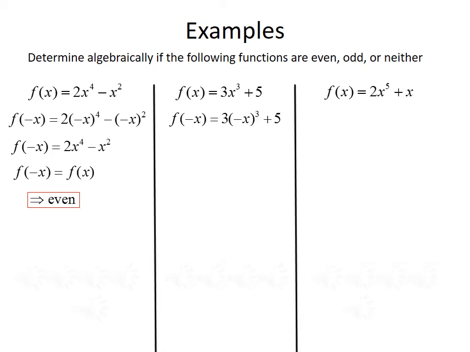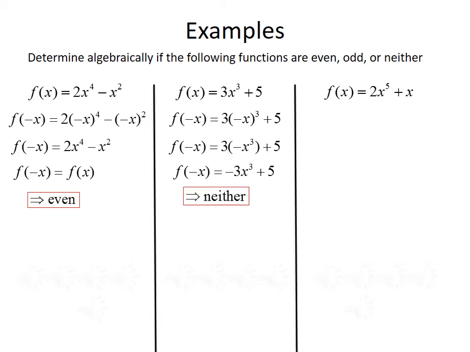Let's look at f of x equals 3x cubed plus 5. Again, to determine if it's even, odd, or neither, we replace x with minus x. So we have f of minus x equals 3 times minus x cubed plus 5. If we simplify, f of minus x would equal 3 times negative x cubed plus 5, which gives us f of minus x equals negative 3x cubed plus 5. And this result is not the function we began with, and it's also not the exact opposite of what we began with, so this function is neither even nor odd.